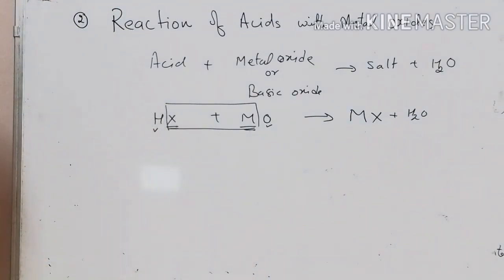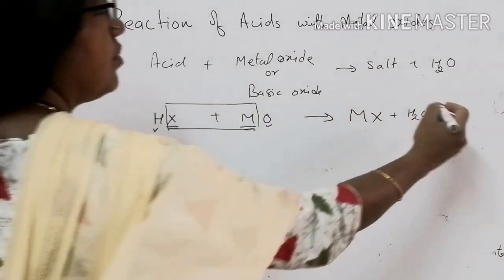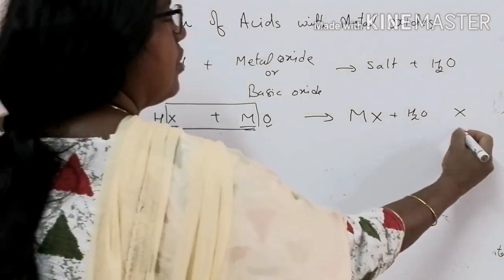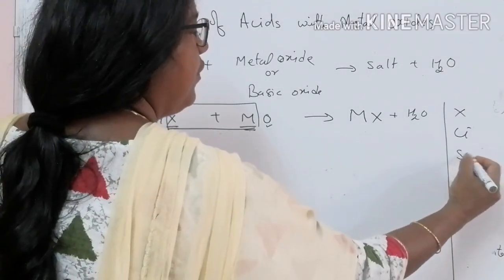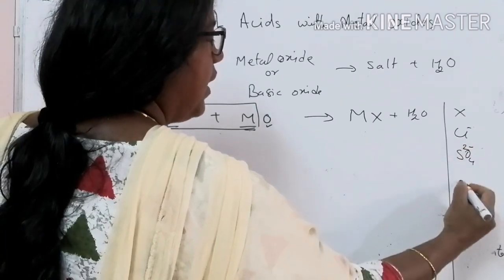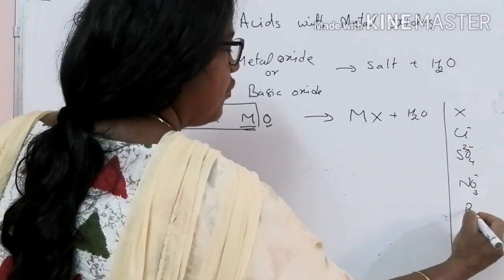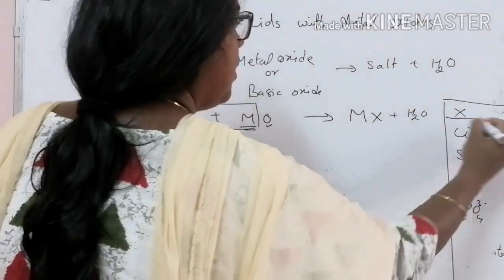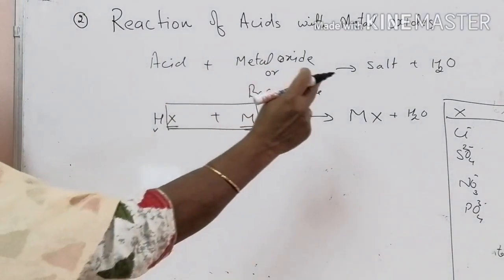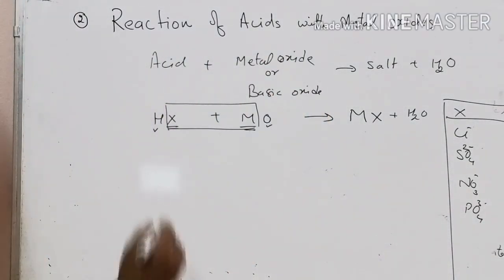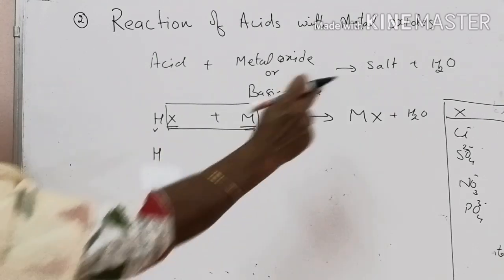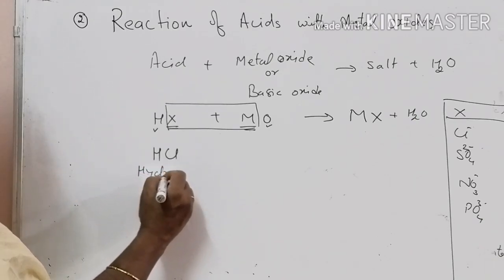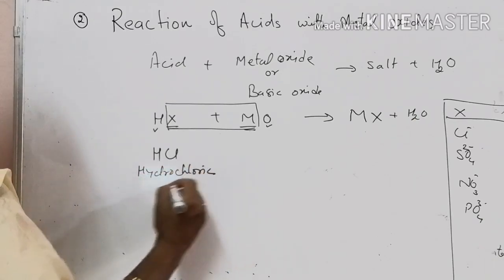As in my previous lecture, I told you X stands for any acid radical such as chloride, sulfate, nitrate, phosphate, etc. So when you take the formula of an acid, write X in place of it. Let us take the example H, just write Cl. The name of the acid is hydrochloric acid.